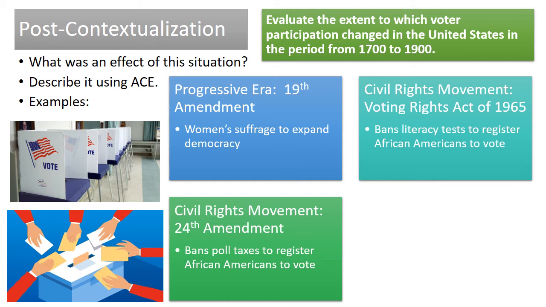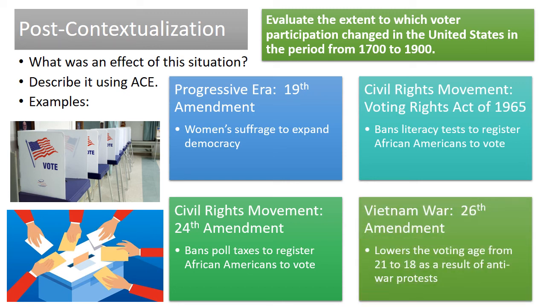A third example would also come from the Civil Rights Movement. The 24th Amendment bans poll taxes, which also kept African Americans from registering to vote in the post-Reconstruction period all the way until the mid-20th century. Finally, another example would be the Vietnam War. The 26th Amendment will lower the voting age from 21 to 18, allowing more people to vote. This was passed as a result of anti-war protests. Use one of these examples as your post-context after you repeat your thesis.